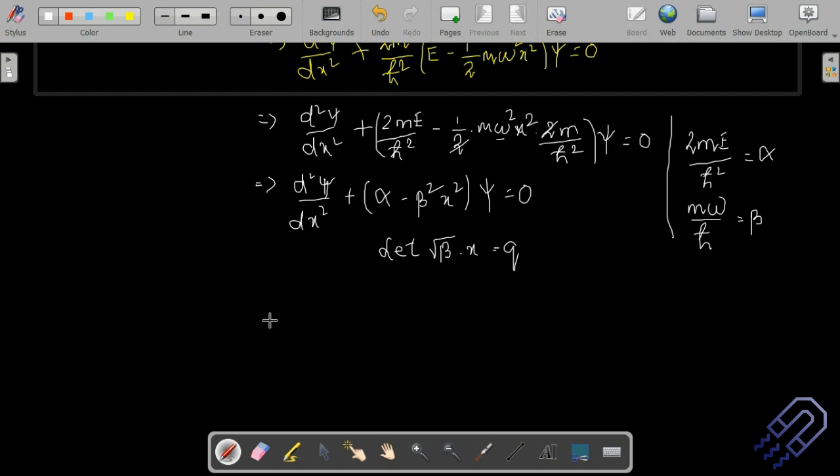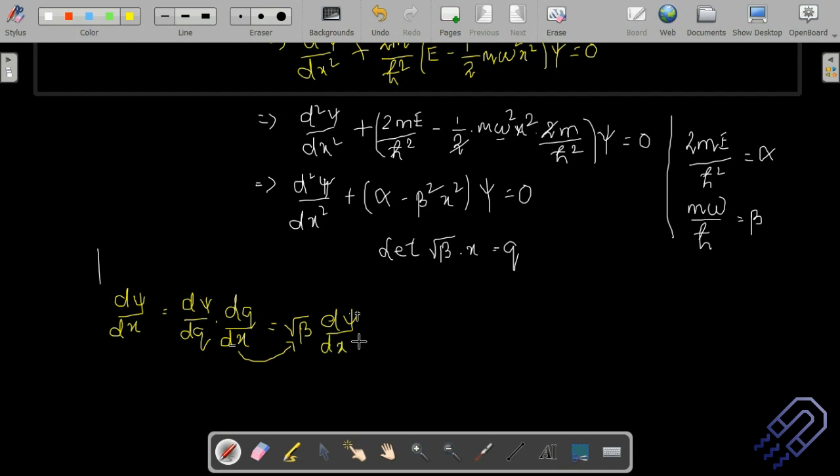Let's see what happens now. We are not going to replace it here. What we are going to do now is we are going to find out d psi by dx. Okay. And here we can do one trick. We can write it down as d psi by dq into dq by dx. Now dq by dx means this term, this is q, and if you take d by dx of this, you are just going to get root over of beta. Okay, so I'll just directly write it down as root over of beta, this term. This is nothing but root over of beta into d psi by dq.